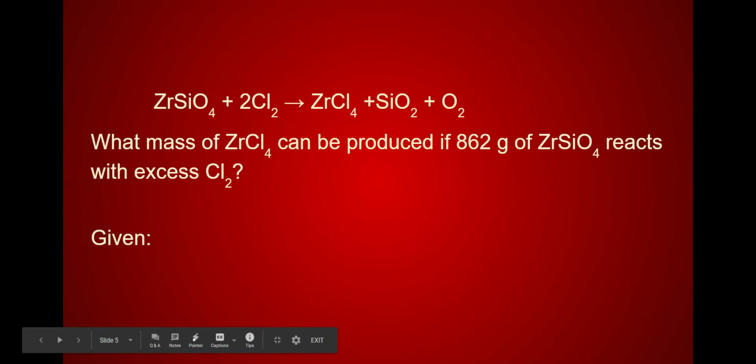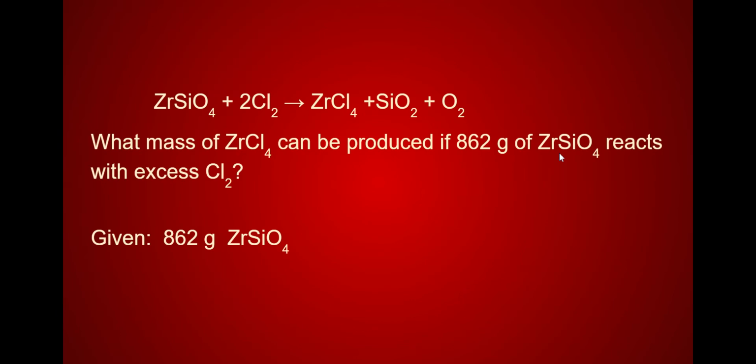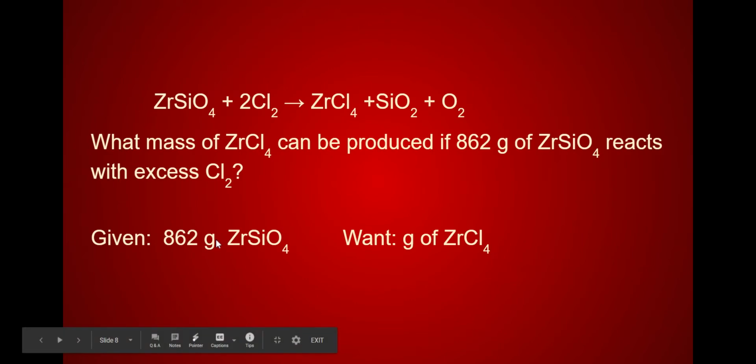Here's our equation. What is our given? Our given is 862 grams of zirconium-4 orthosilicate. What are we asked about? What do we want? We want to know the mass of zirconium-4 chloride formed. So we're given 862 grams zirconium-4 orthosilicate. We want grams of zirconium-4 chloride.